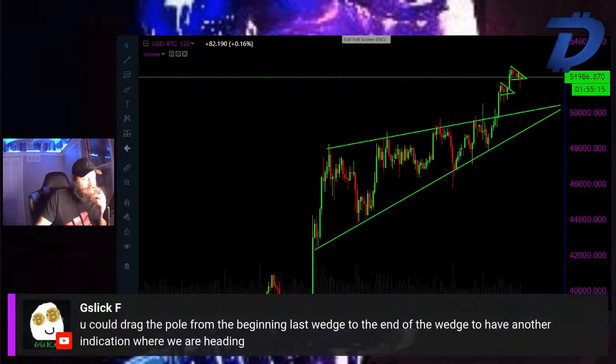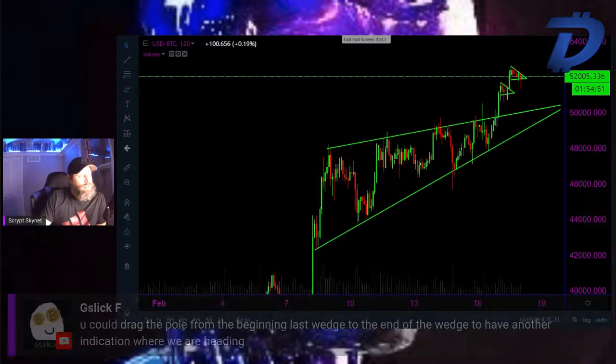Real quick, let me read a couple of comments. G Slick says, you could drag the pole from the beginning of the last wedge to the end of the wedge to have another indication of where we are heading. Sure, I guess. Let's go back here, right? Good point.